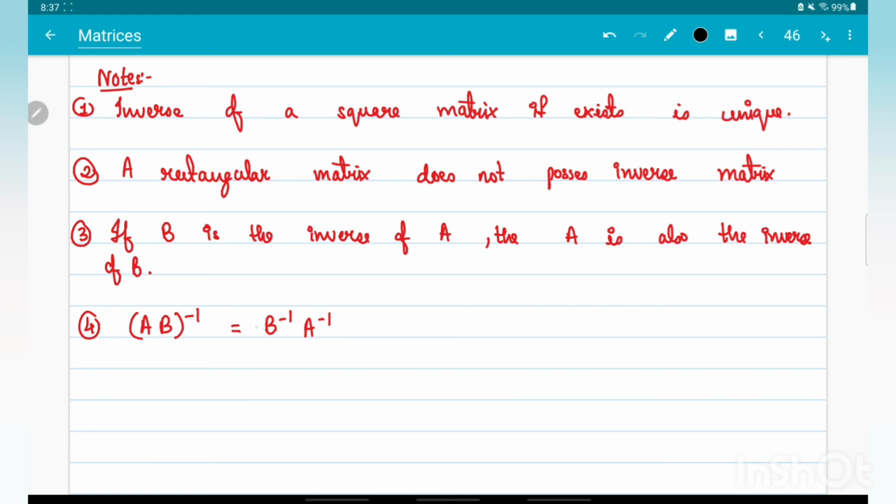Now the fourth point is basically a statement that if you do A into B and then you take the whole inverse, then that is equal to B inverse into A inverse. Now if you write this as A inverse into B inverse, then it will not be equal. So if you do B into A and if you do A into B, there is a difference in that. You have to take care which is your first matrix and which is your second matrix. So A into B, and then you take their whole inverse, will be equal to B inverse multiplied by A inverse. So these were 4 important points that you have to remember.